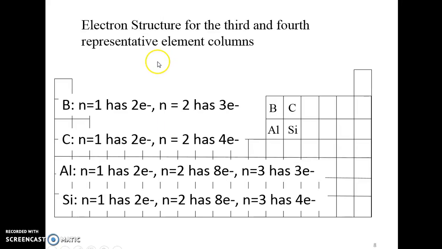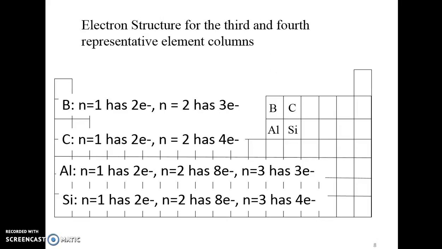For the third and fourth column representative elements, for boron, there's 5 electrons total. 2 are in n equal 1 and 3 in n equal 2. Carbon, 6 electrons total. 2 in n equal 1, 4 in n equal 2. Aluminum has 13 electrons. Where are they? 2 in n equal 1, 8 in n equal 2, and 3 in n equal 3.